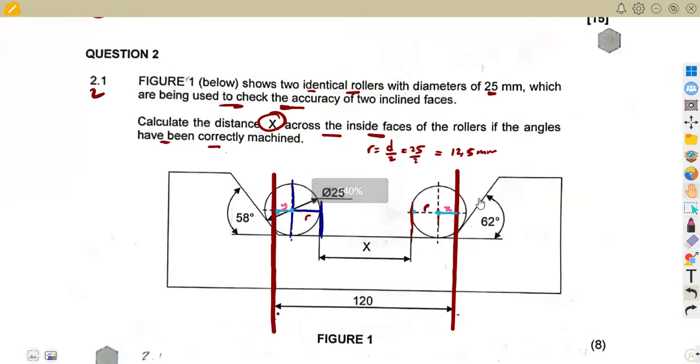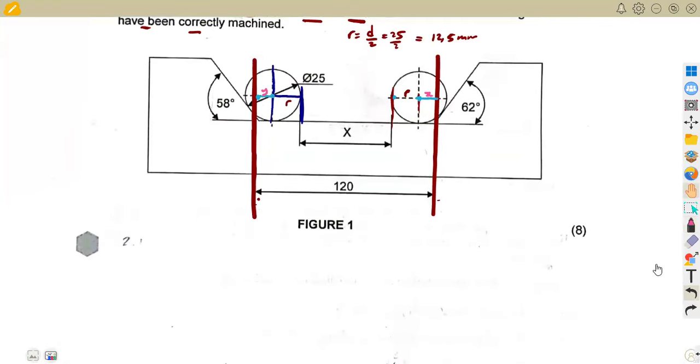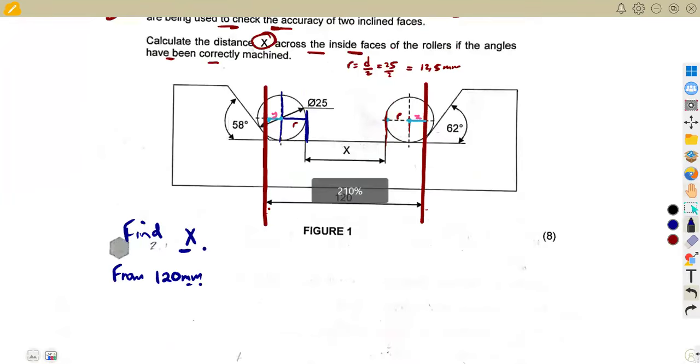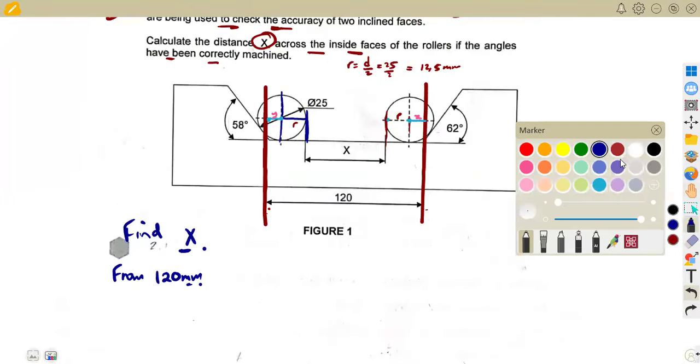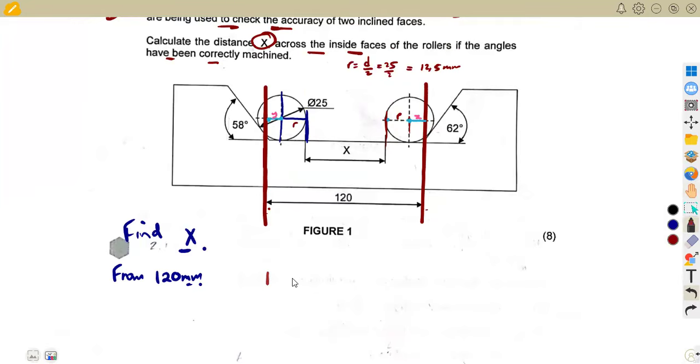We shall talk about how we calculate that. But for now, let us formulate from the 120. Like I said, that is where our x is found. So remember, we need to find x, and x is found from the 120. So from 120 millimeters, it is going to follow that the 120 millimeters is going to take up what we have, which in this case is this y.